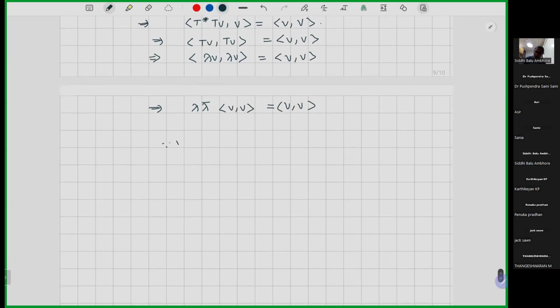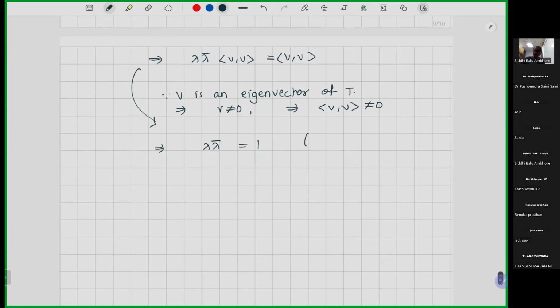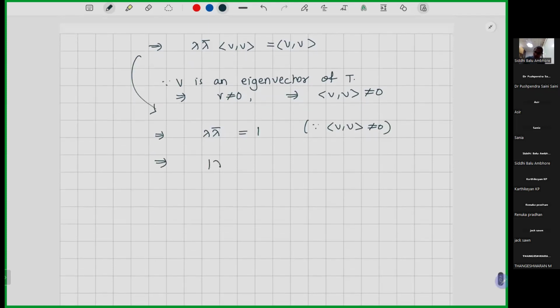Okay, and note that since V is an eigenvector of T, this implies V is non-zero. This implies the norm, V comma V, is non-zero, right? So from here, I can just cancel them, and get lambda lambda bar is equal to 1, since V comma V is non-zero. So this will imply mod of lambda square is 1. This implies mod of lambda is 1. Is it okay?